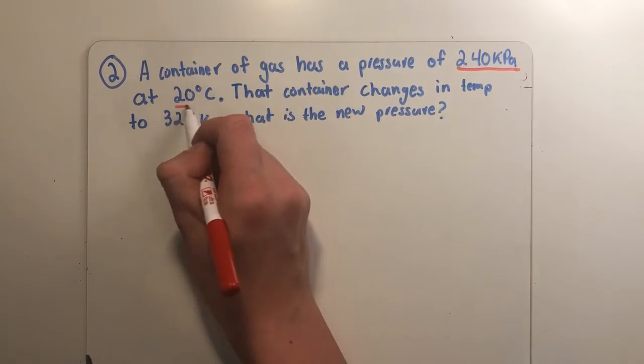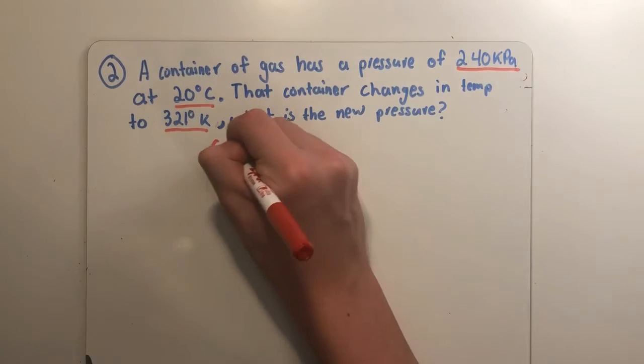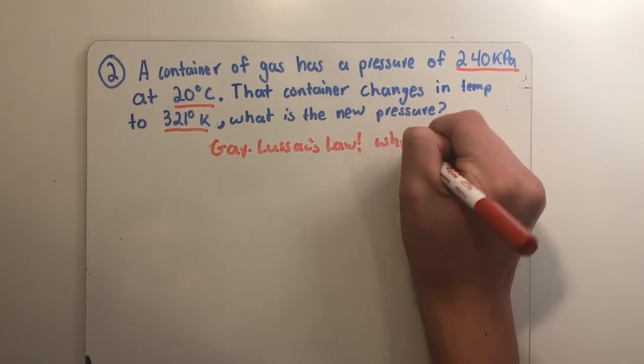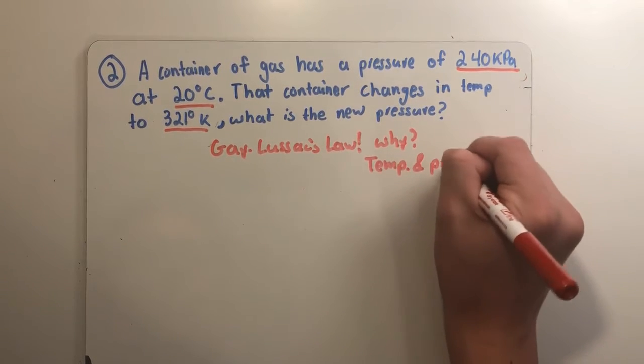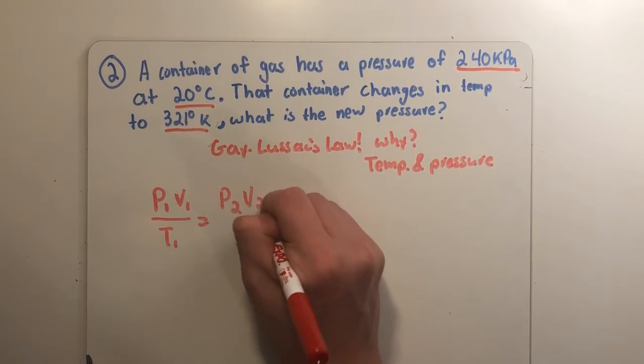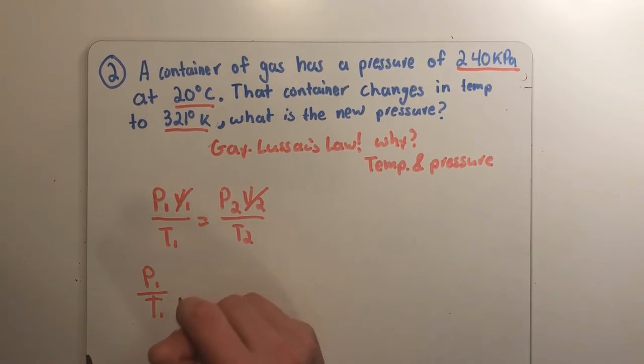Question 2. A container of gas has a pressure of 240 kilopascals at 20 degrees Celsius. That container changes in temperature to 321 degrees Kelvin. What is the new pressure? Now I need to use Gay-Lussac's law because I'm only dealing with temperature and pressure, as the question does not ask about volume, and volume will remain constant. My new equation is P1 over T1 equals P2 over T2.